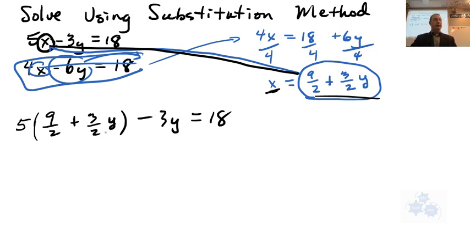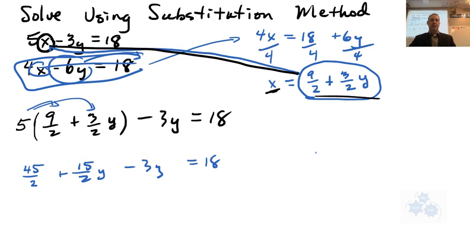Yeah, now I isolate for this variable in this single equation that I have. So I'm going to need to expand this out. I need to multiply the 5 into these brackets to get rid of the brackets. So let's do that. 5 times 9 over 2, well, that's going to be what? 5 times 9? 45 over 2 plus 15 over 2 y minus 3y equals 18.